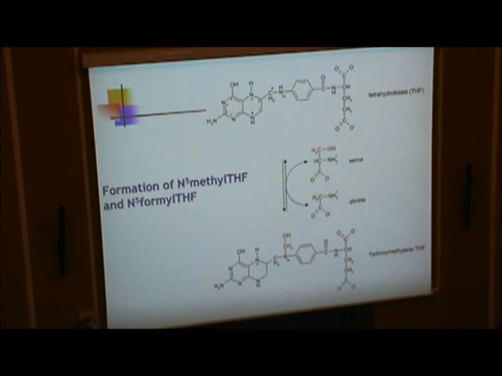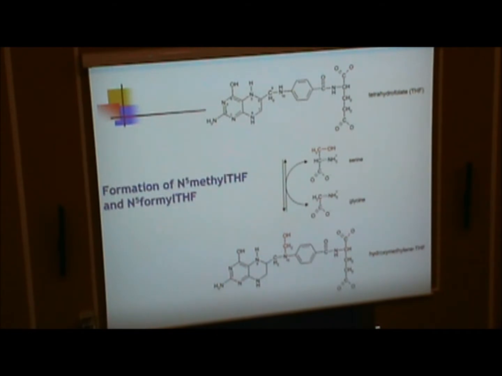So this group is transferred to nitrogen 10 of tetrahydrofolate. It binds to this nitrogen, forming hydroxymethyl. You may call it hydroxymethyl tetrahydrofolate.